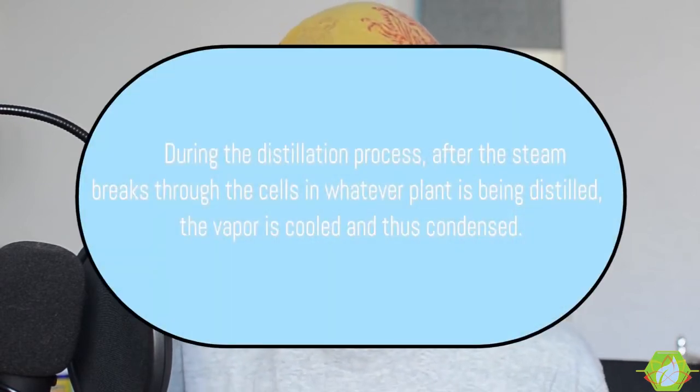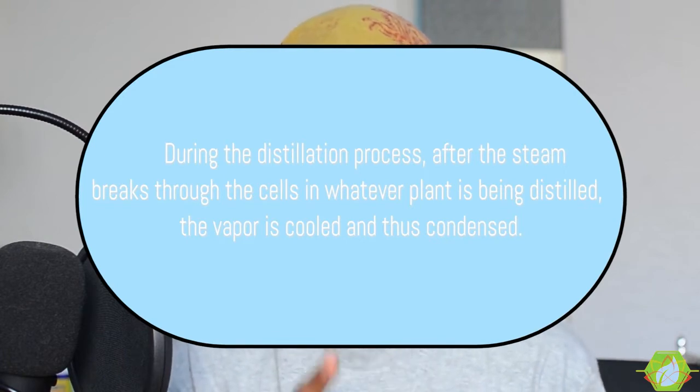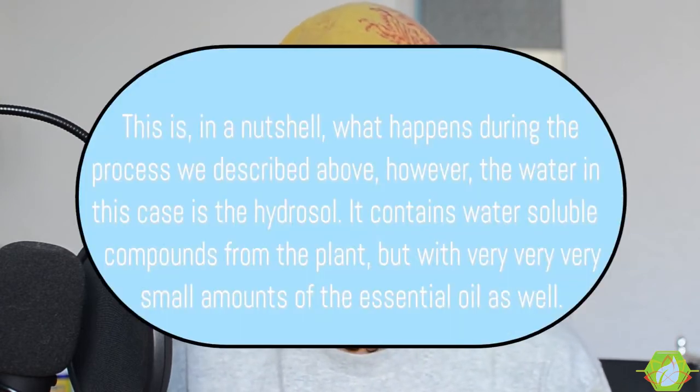Now, during the distillation process to yield essential oil, after the steam breaks through the cells in whatever plant is being distilled, the vapor is cooled and thus condensed. If you put oil and water together, what happens? Oil will float on top and the water stays below. Just common stuff. This in a nutshell is what's happening during the process we described above. However, the water in this case is hydrosol, containing, obviously, the water soluble constituents from the plant material with a very, very small amount of the essential oil as well.